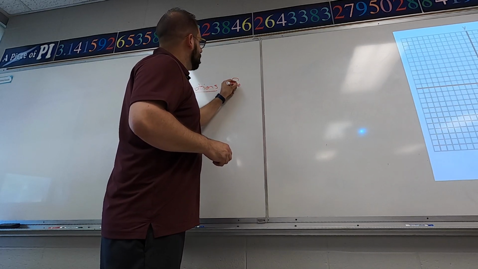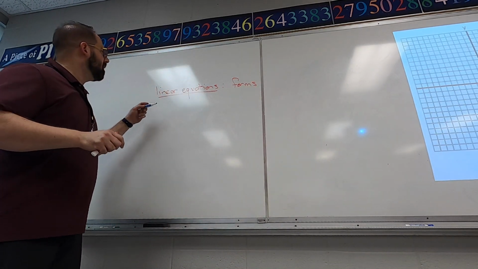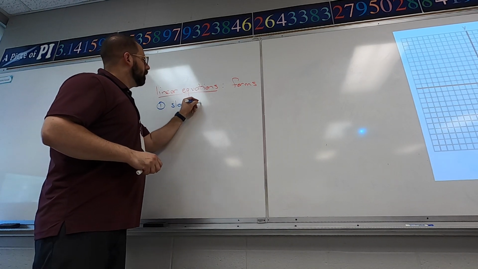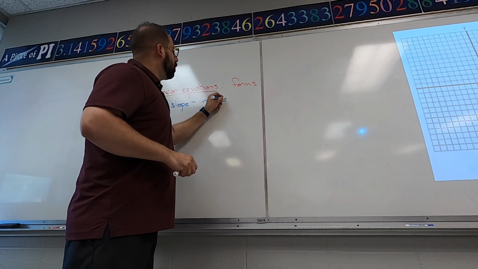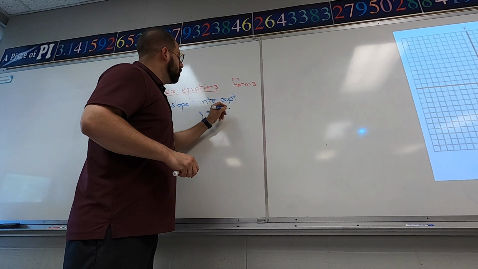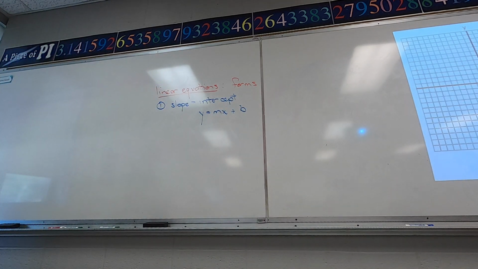The forms. Okay, number one, we talked about slope-intercept. That'll be my number one today. Slope-intercept form. Now, if you don't remember what that one was, it's y equals mx plus b. This is going to be the go-to. If we can rearrange the equation into that form where you get y by itself, you can rattle off what the slope is and what the y-intercept is.